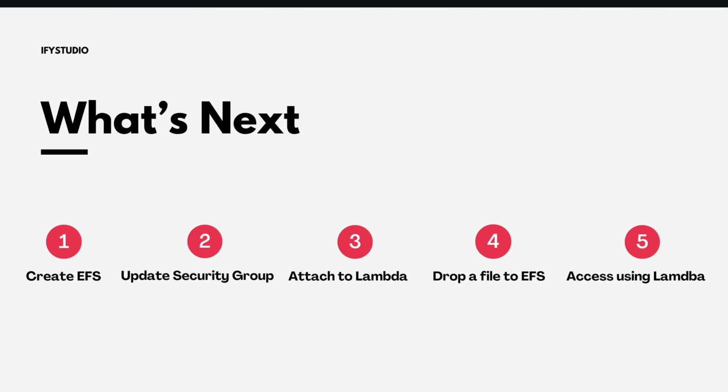So what's next? In the next video, we'll be creating EFS storage, then we'll be updating security groups. I'll explain why we have to update the security groups. We'll be attaching that EFS to Lambda functions. We'll drop a file to EFS by attaching it to EC2 as well. So you will get a flavor of everything. And then finally, we'll be accessing that EFS storage from Lambda function just to check whether we are able to access our files or not.